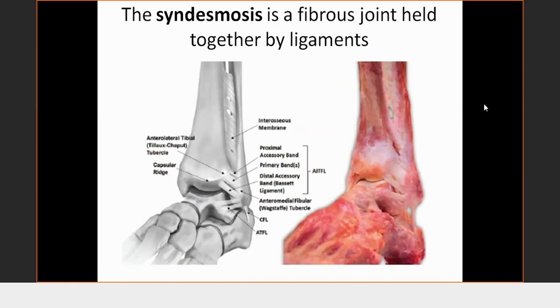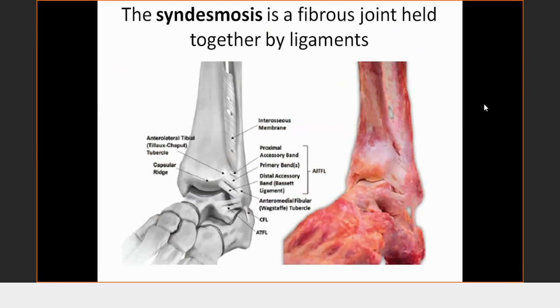So this is the upper tibiofibular joint, and this is the lower tibiofibular joint. This lower tibiofibular joint is also a type of syndesmosis. The upper tibiofibular joint is also a type of syndesmosis, and in between, the interosseous membrane is also a ligament, and that is also the syndesmosis.